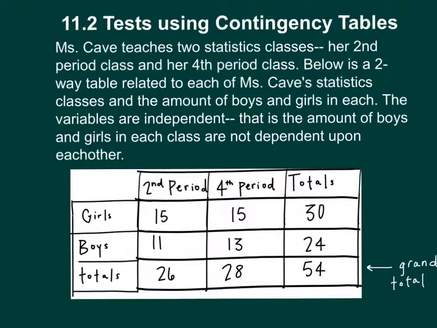The contingency table below shows how many boys and girls are in each class and the grand totals of both of them. On the lower right-hand corner is the grand total of 54 students.